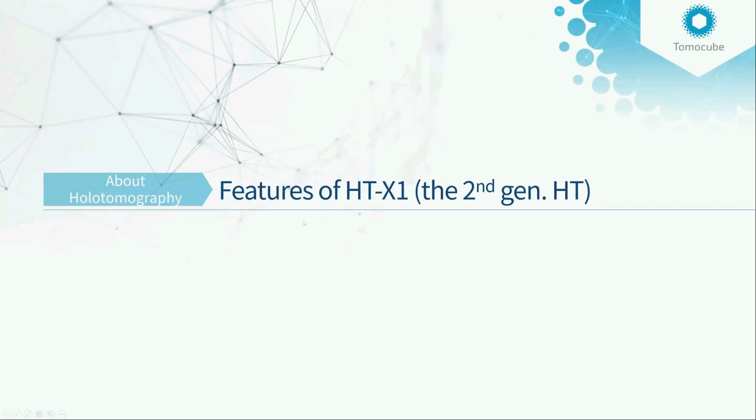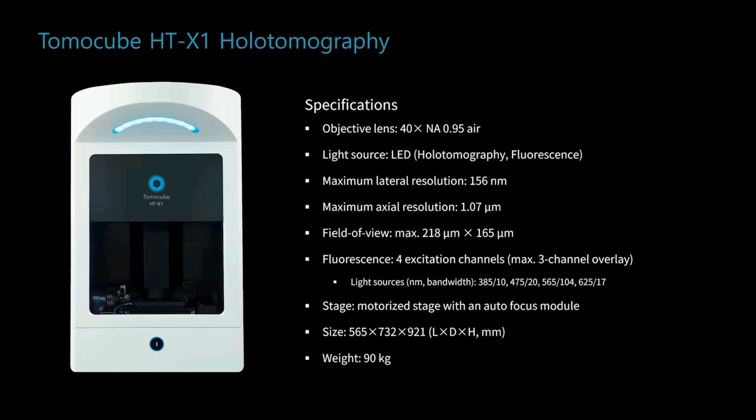And at this time, let me introduce the features of the second generation holotomography system, HTX1. HTX1 uses LED, not laser, so it provides a very high imaging signal to noise ratio. The spatial resolution goes down to 156 nanometers, and the actual resolution is 1.07 micrometers. And the field of view of one shot is around 200 by 150 micrometers.